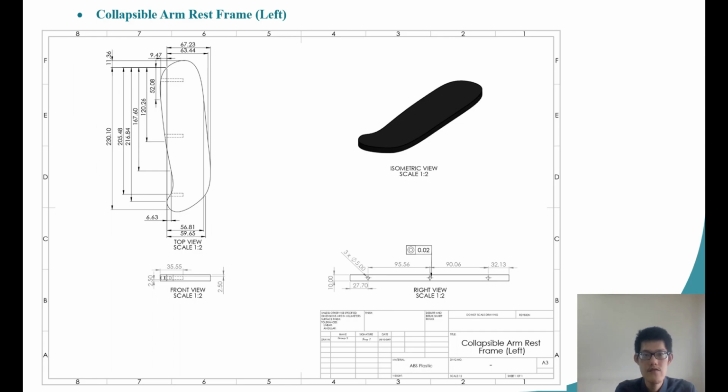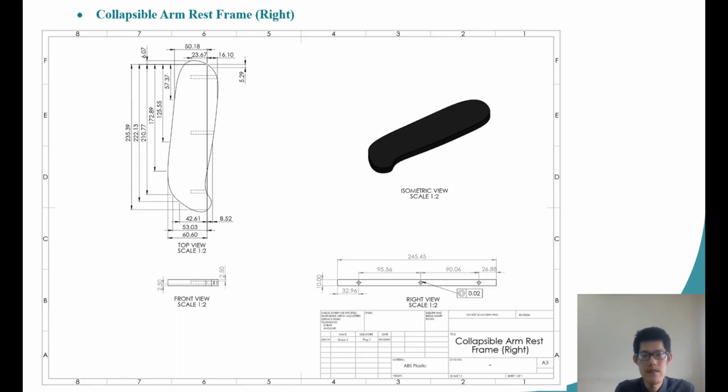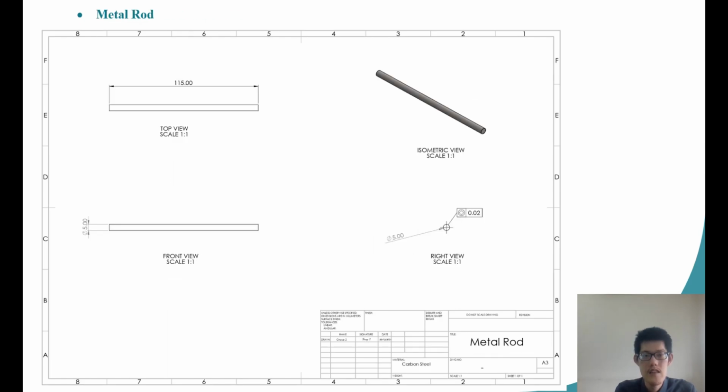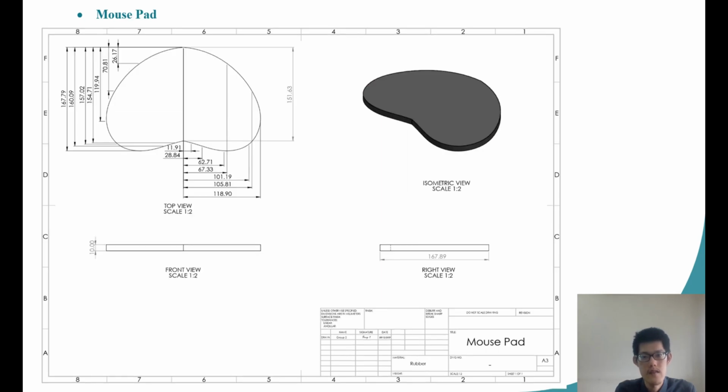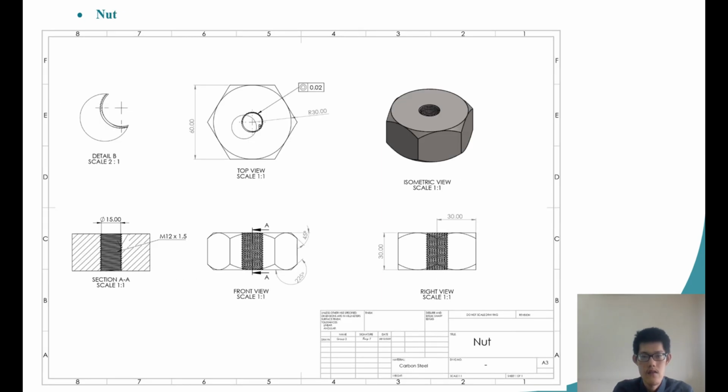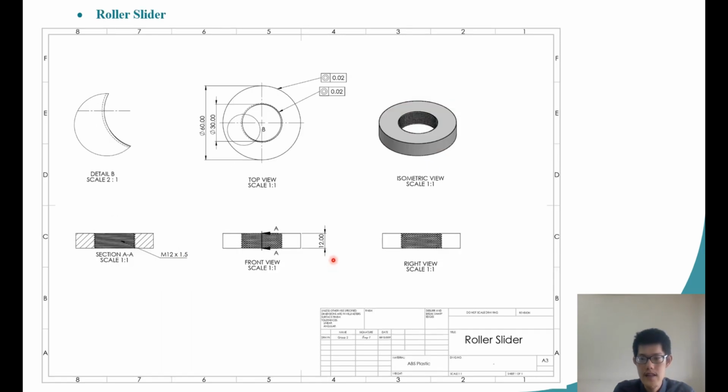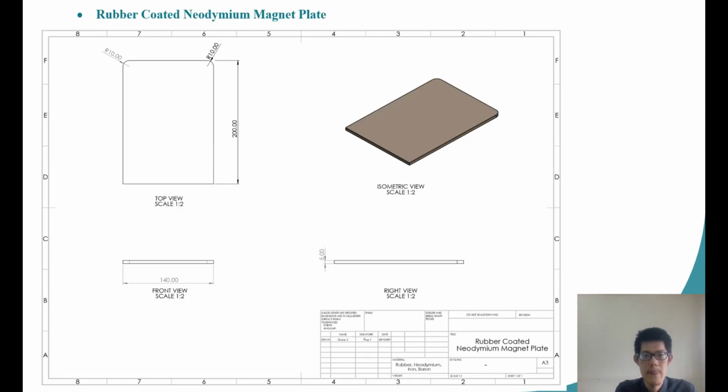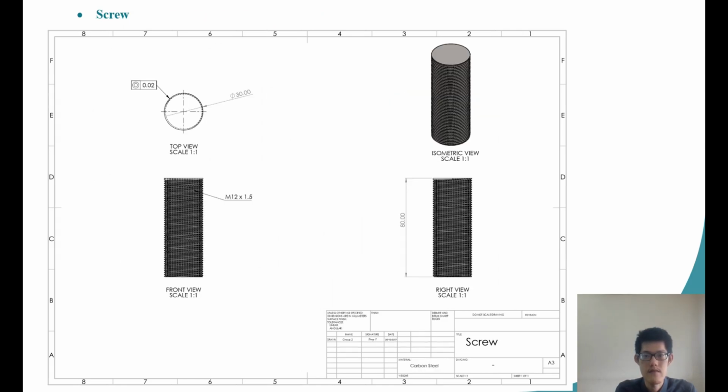The collapsible armrest frame left and the collapsible armrest frame right have a height of 10 millimeters. The metal rod has a length of 150 millimeters. The mousepad dimension is shown here. For the thread, it uses M12 times 1.5. The height of the roller slider is 12 millimeters. The rubber-coated vanadium magnet has a radius of 10 millimeters.